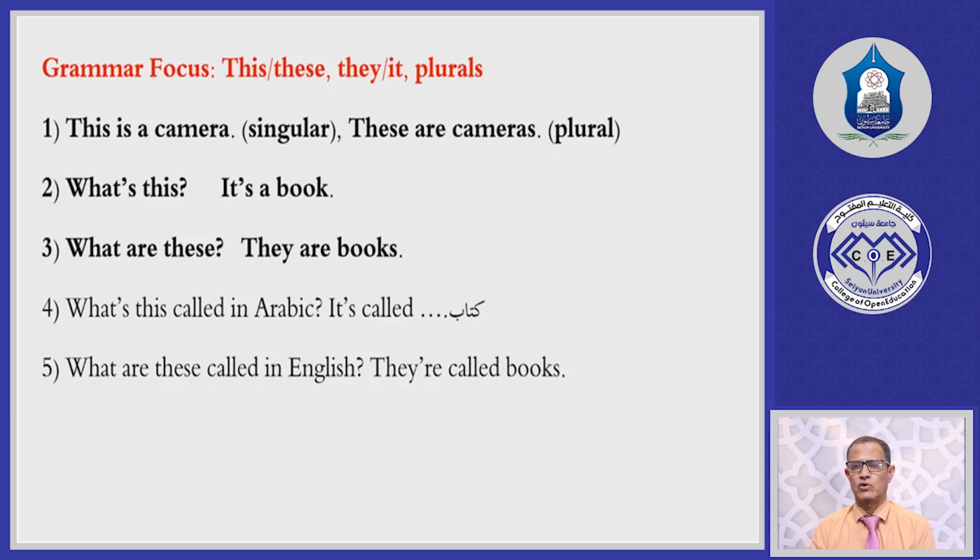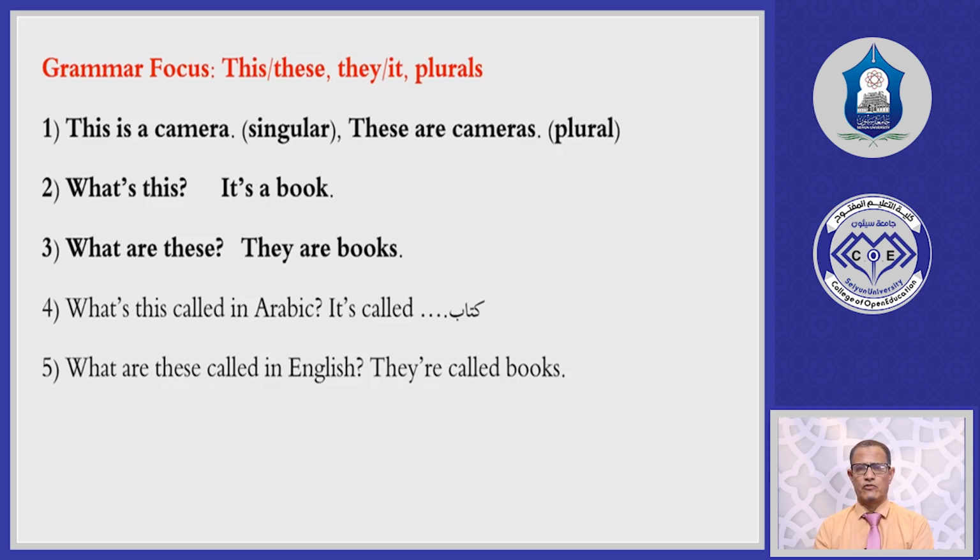And these we use for plural nouns. For example, we can say these are glasses. If we have, for example, two pens, we can say these are two pens. These are pens. So now this is and these are are two demonstrative pronouns. This is is used with singular nouns, and these are is used with plural nouns.